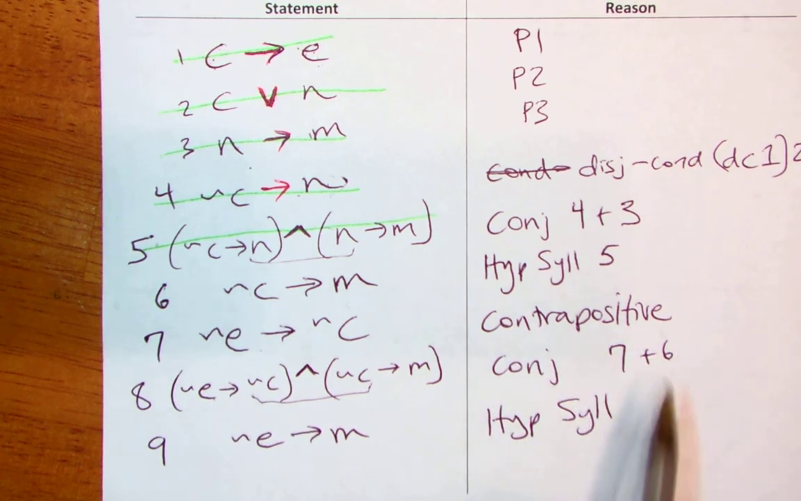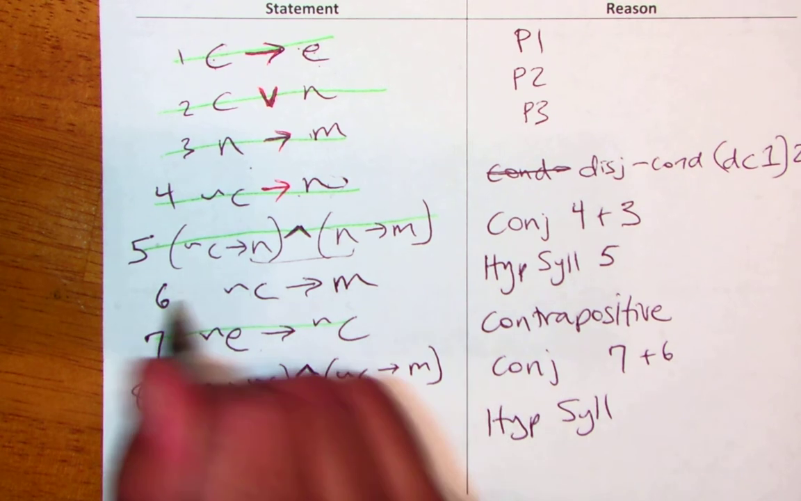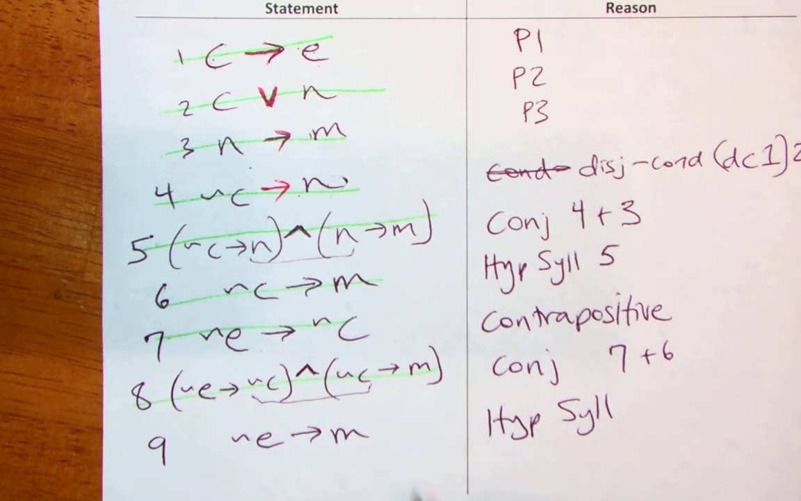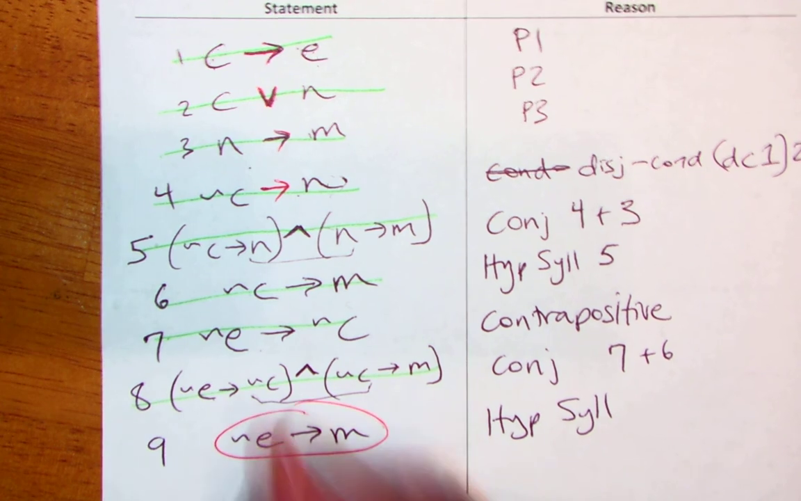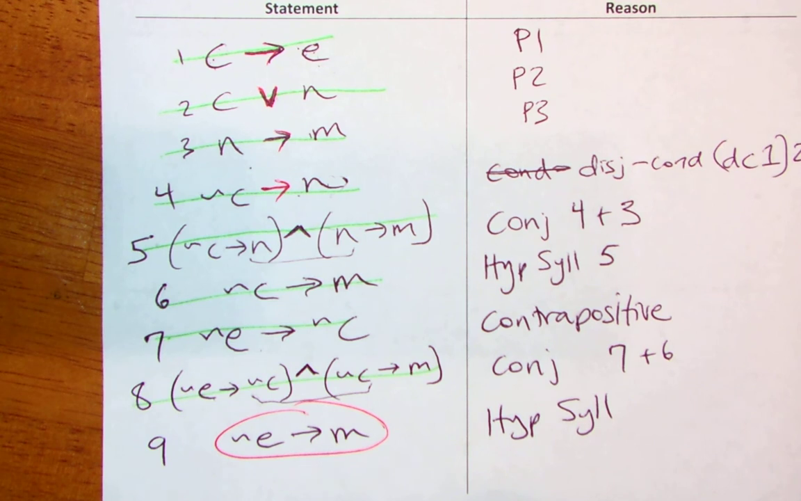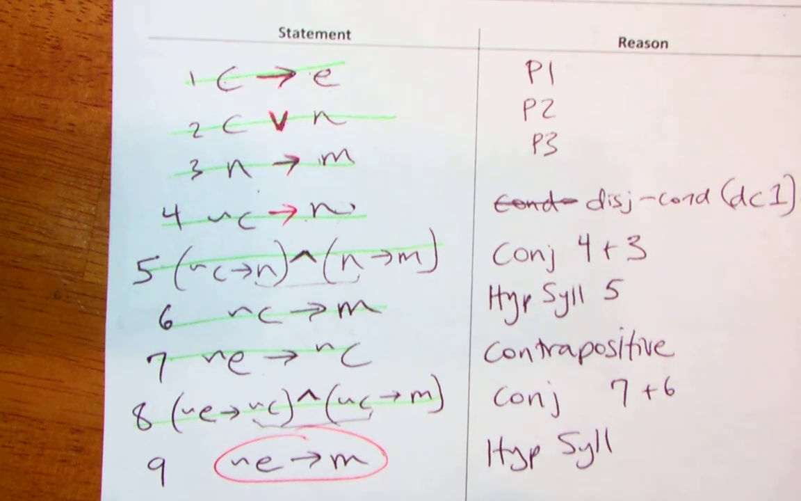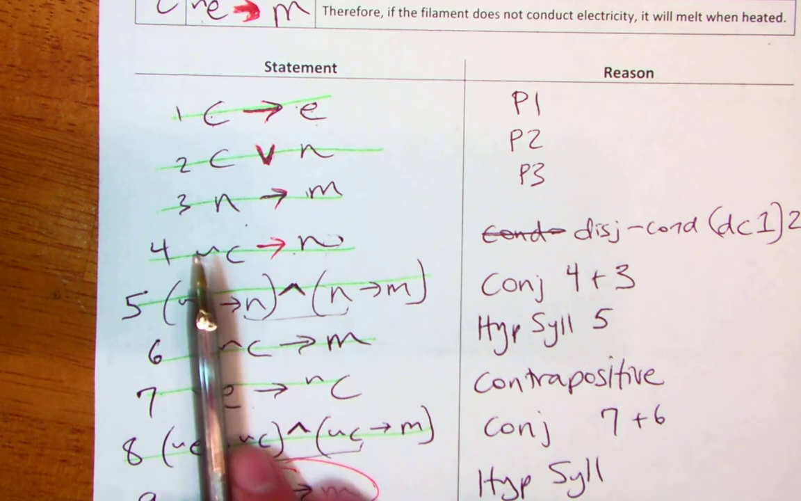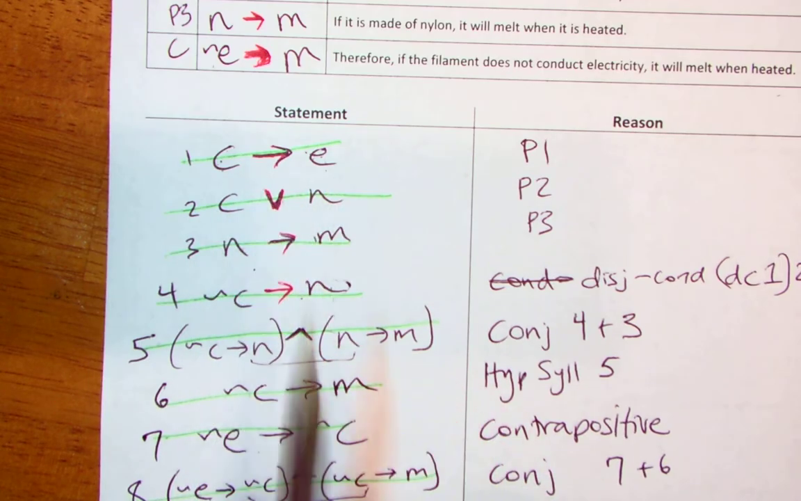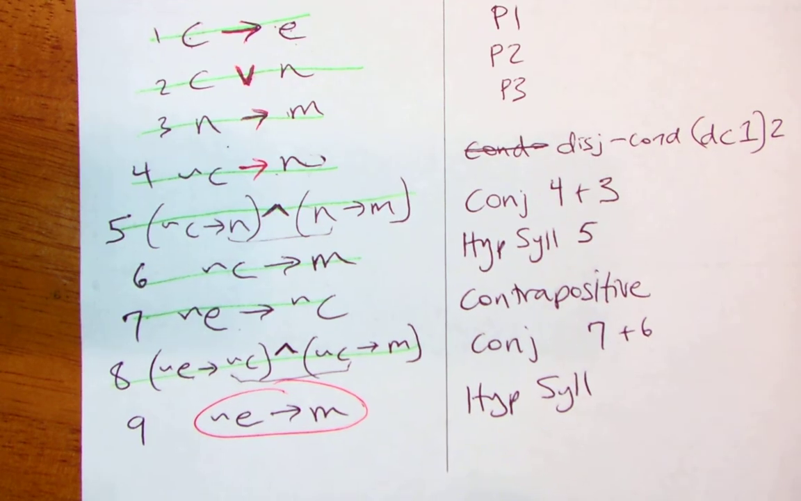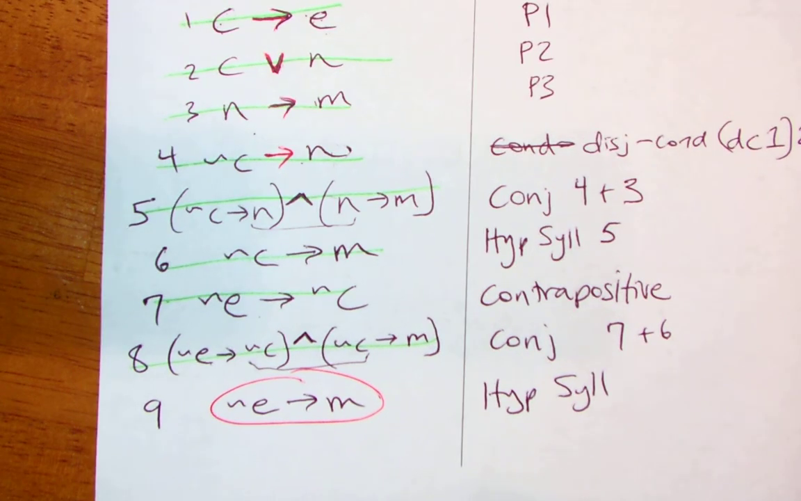So I've used 7 and 6 as a conjunction, and I've turned 8 into 9, and now I'm left with one single outcome. If not E, then M. Now that I have one thing, I want to compare it to my original statement, and I can see if not E, then M was the goal for the conclusion, which I've reached, so now I've successfully validated this argument.